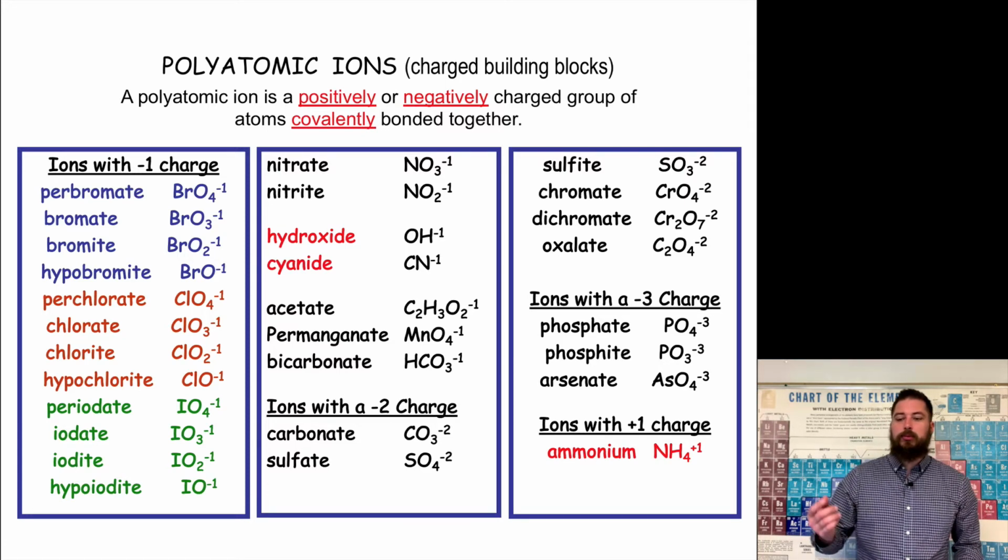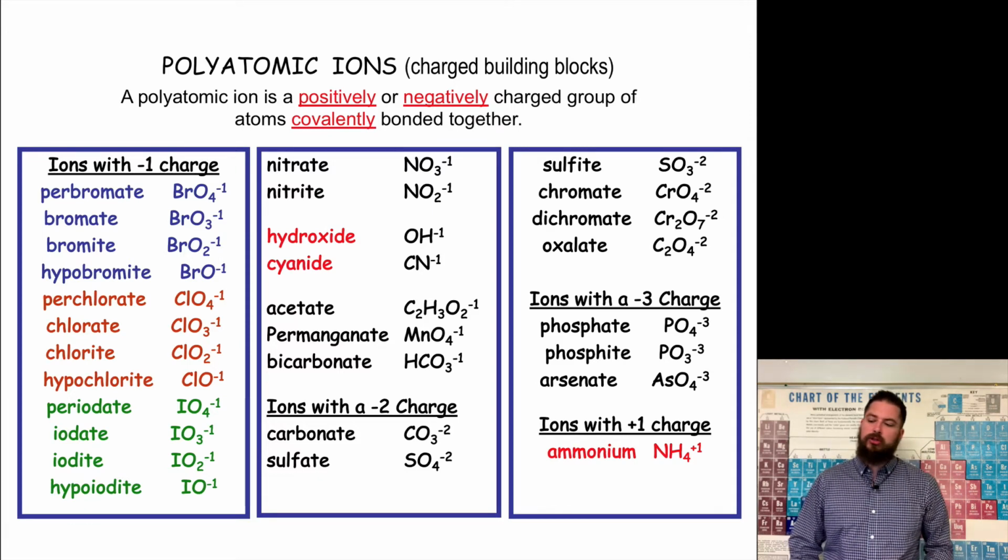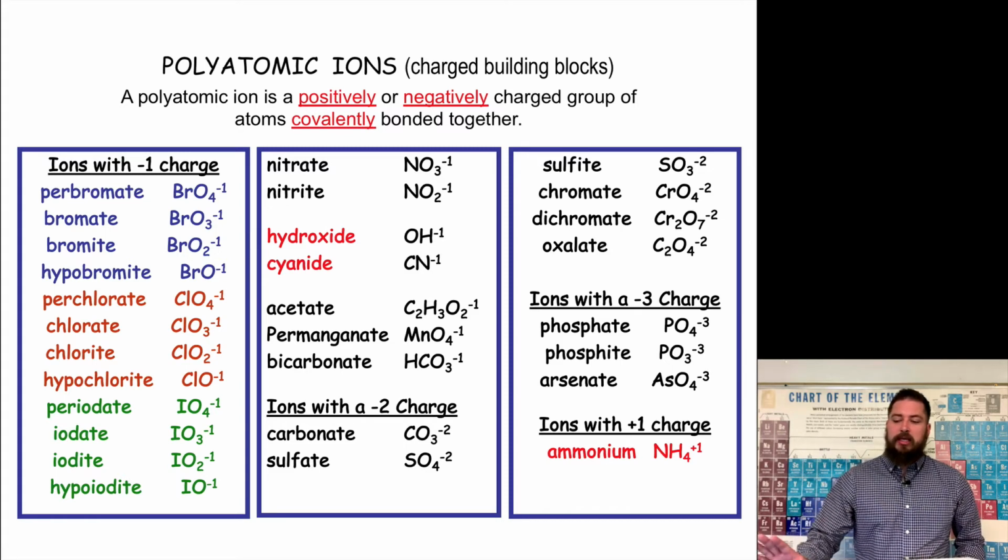And so, for example, perbromate, the very first one in that first column, perbromate is BrO4, so that means there's a bromine and 4 oxygens, and then notice how it has a 1 negative charge. So the whole thing is a 1 negative. Notice at the very bottom we have hypoiodite. That's IO with a 1 negative charge. Nitrate, the top of the second column there, is 1 nitrogen, 3 oxygens, and the whole thing has a 1 negative charge. And so go ahead and take a moment to look through this.